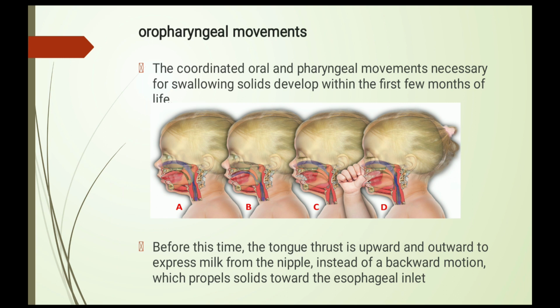During the initial months, the tongue thrust is upward and outward to express milk from the nipple to swallow it, followed by the tongue starting a backward motion, which propels the solids towards the esophageal inlet, helping the infant to swallow solids.